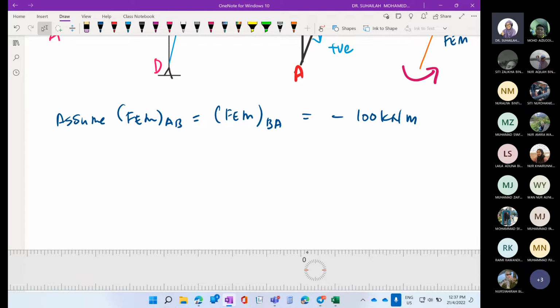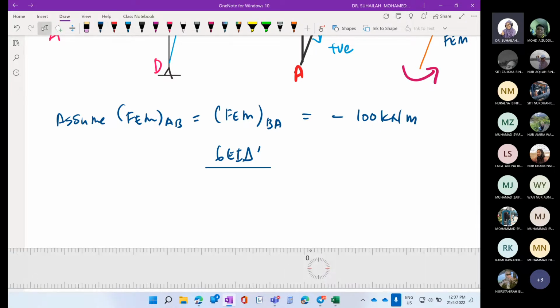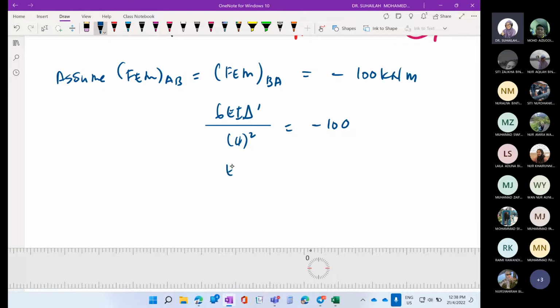Then what we need to do next is apply the formula. The formula for Sidesway delta is 6EI delta prime divided by L squared. This is the formula as written in the textbook. L is 4, right? L is 4 squared. So this is equal to negative 100. We rearrange this, so we get EI delta prime equal to negative 100 times 4 squared divided by 6.